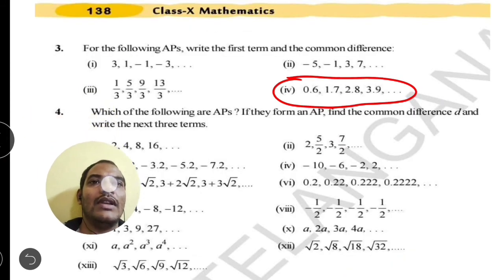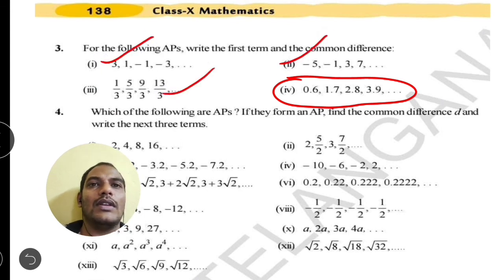So today I am giving another 3 problems for homework. First problem, second problem and third problem. So send your answers through WhatsApp.